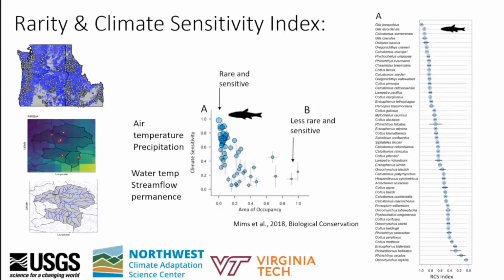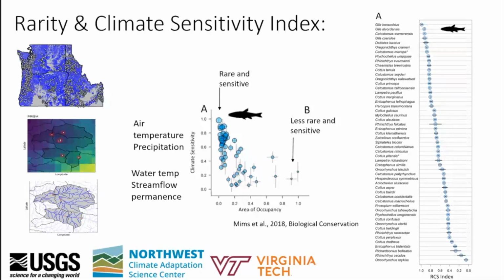So an example of this is a collaboration we have with Virginia Tech. This is funded by the USGS Northwest Climate Adaptation Science Center, where there are a couple different components of this project, but this slide is just talking about developing a rarity and climate sensitivity index. So we've got our modeling domain that has our flow lines. All of these points are presence-absence records for non-salmonid fish species.